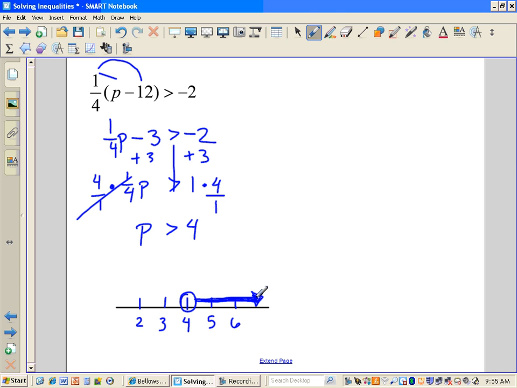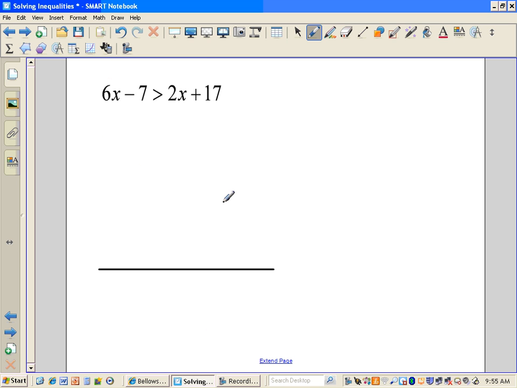Greater than 4. Okay? Again, even though we have 2 variables on separate sides, we can still draw this line and make sure that we get the variables together. So I probably want to subtract 2x on both sides. The x's cancel. 6x subtract 2x is 4x. Minus 7 is greater than 17.